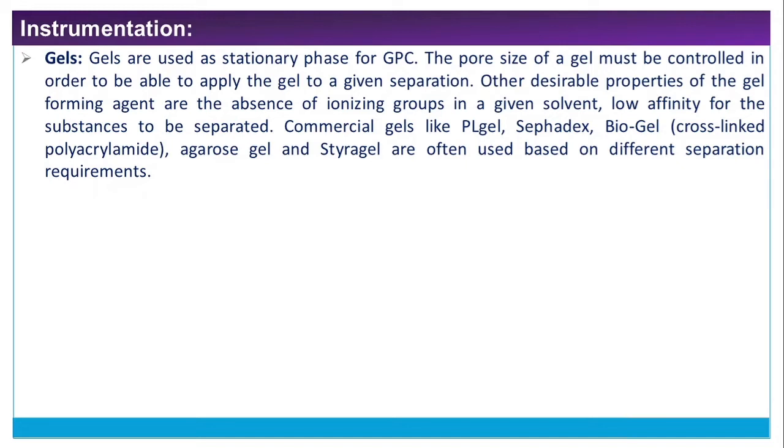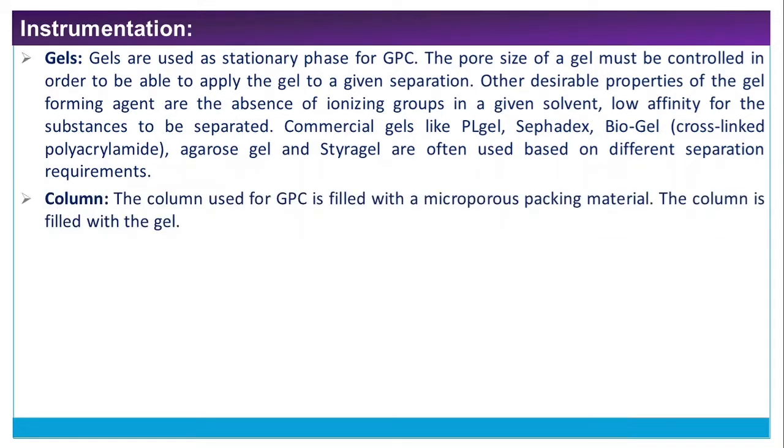Commercially available gels like PL gel, Sephadex, biogels, agarose gels, and Styragels are often used based on different separation requirements. According to which components are to be separated and what the molecular weight of those components is, we can use gels like Sephadex, PL gel, Biogel, Agar gel or Styragel. So the choice of gel depends upon the components to be separated.